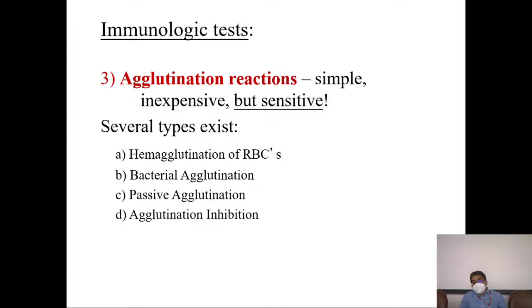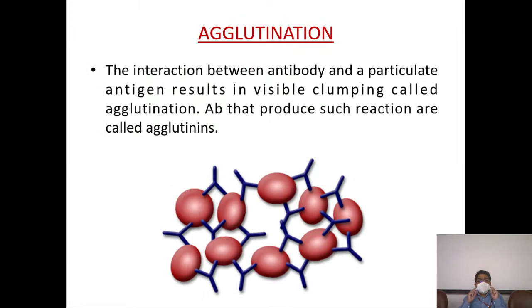Now from the precipitation reaction we are moving to the agglutination reaction. They are simple, inexpensive, sensitive, and routinely used. Latex agglutination is an example. Vidal test is an example. We do routine blood grouping as an example. Then we do Brucella agglutination, which is the standard agglutination test. So these are the different applications for the agglutination reaction.